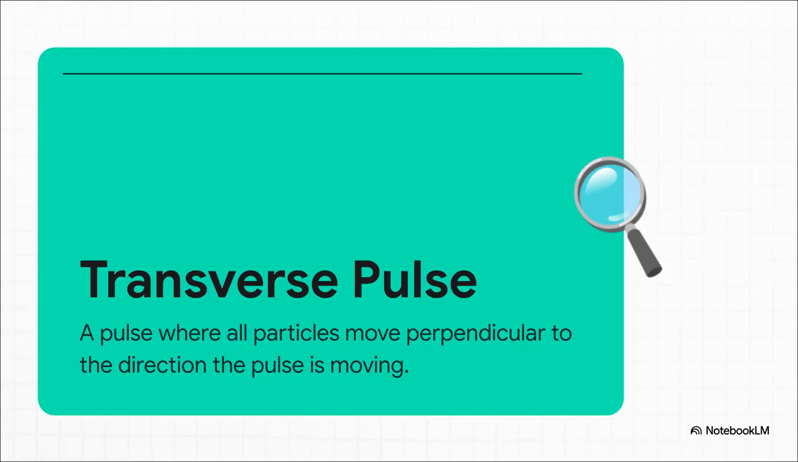Now, here's a super important idea. When you flick that rope, your hand goes up and down, right? So the particles of the rope itself are moving vertically, but the pulse, the disturbance, is traveling horizontally away from you. Since those two motions are at a right angle to each other, we call it a transverse pulse.